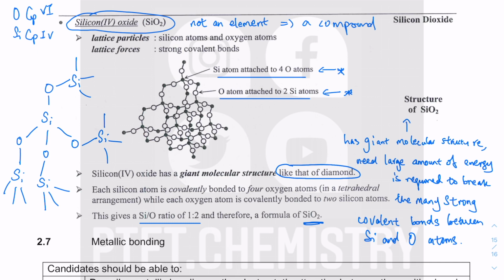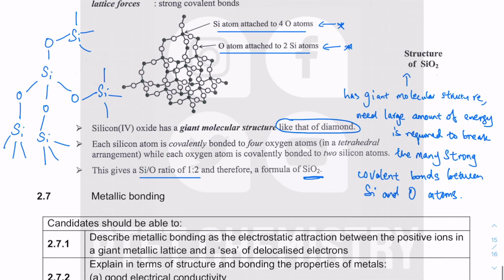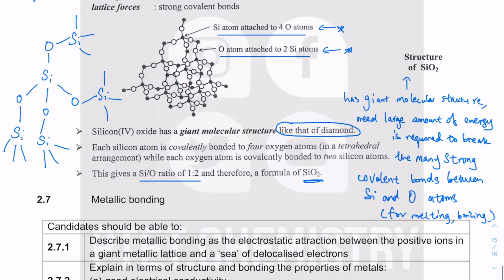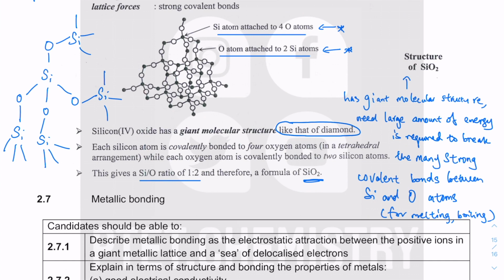But why do I require a large amount of energy to break it? Because I am doing melting, or if you're really serious, you can think about boiling, but you gotta melt the solid first, and the solid will have a very high melting point, just like diamond and graphite, because of the structure as well. And you need to break the many strong covalent bonds within the giant molecular network there. So that's it on SiO2 and on diamond as well as graphite.